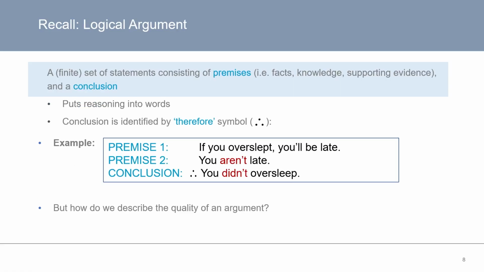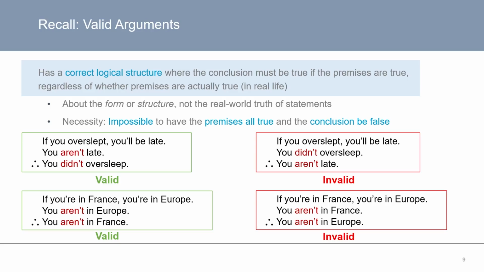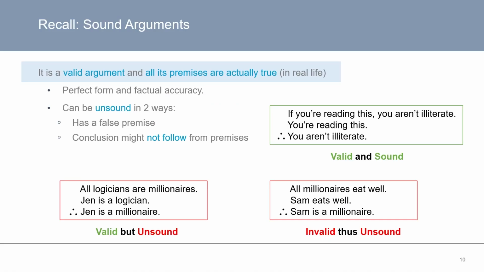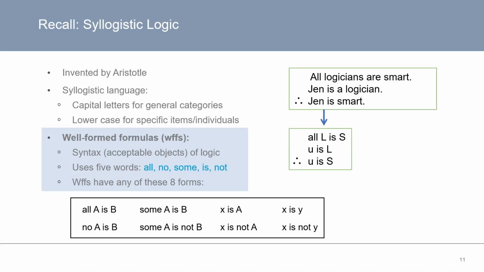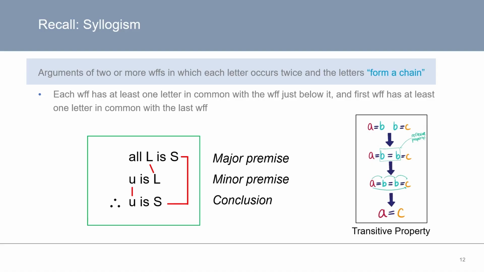We also took a look at logical arguments, which include a finite set of statements consisting of premises as well as a conclusion. We discussed the difference between valid and invalid arguments, which focused on whether or not the argument had a correct logical structure. We discussed the difference between sound and unsound arguments, where sound arguments are both valid and have premises that are actually true. We introduced syllogistic logic and well-formed formulas, and we defined the syllogism as being arguments of two or more well-formed formulas in which each letter occurs twice and the letters form a chain of logic.